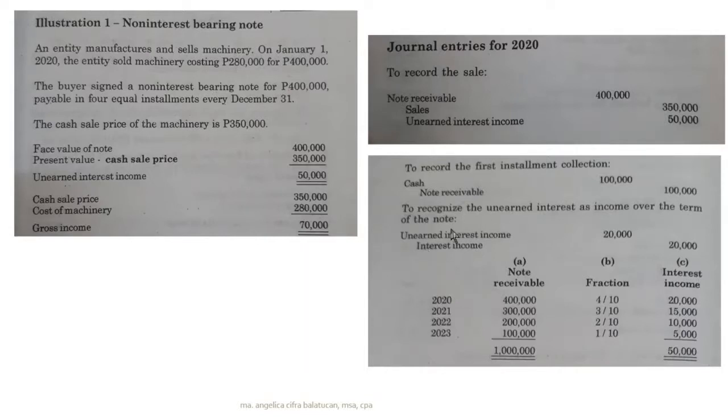So now we will record the amortization of the unearned interest income. Debit unearned interest income, equivalent to the amount in the first year, 20,000, and credit interest income 20,000. So in 2021, your entry would be debit to cash 100,000 for the collection in year 2 and credit note receivable 100,000. And then your entry for the amortization of the unearned interest income: debit unearned interest income, credit interest income, but the amount would be 15,000. Okay, that's for 2021.